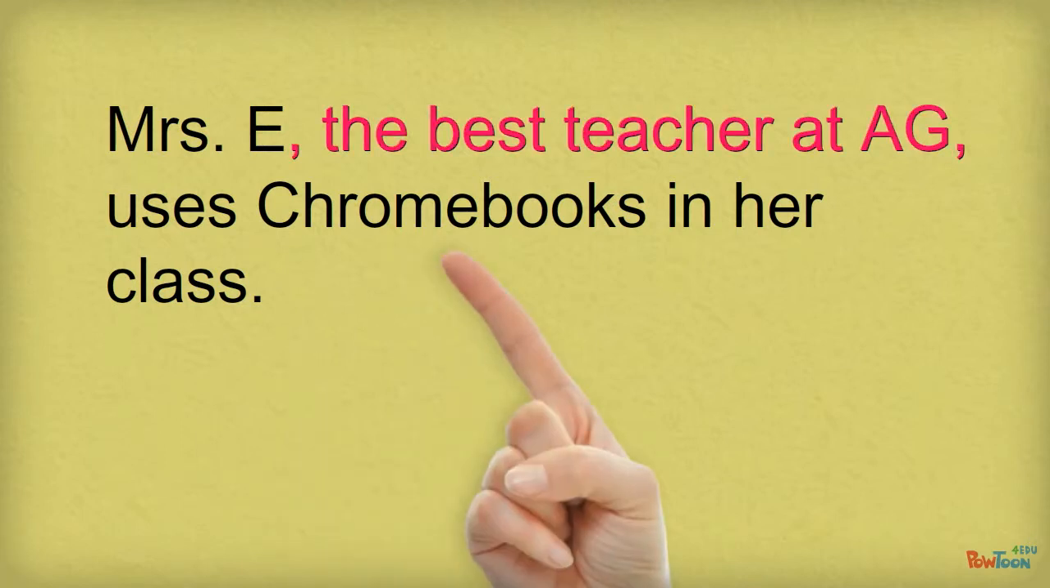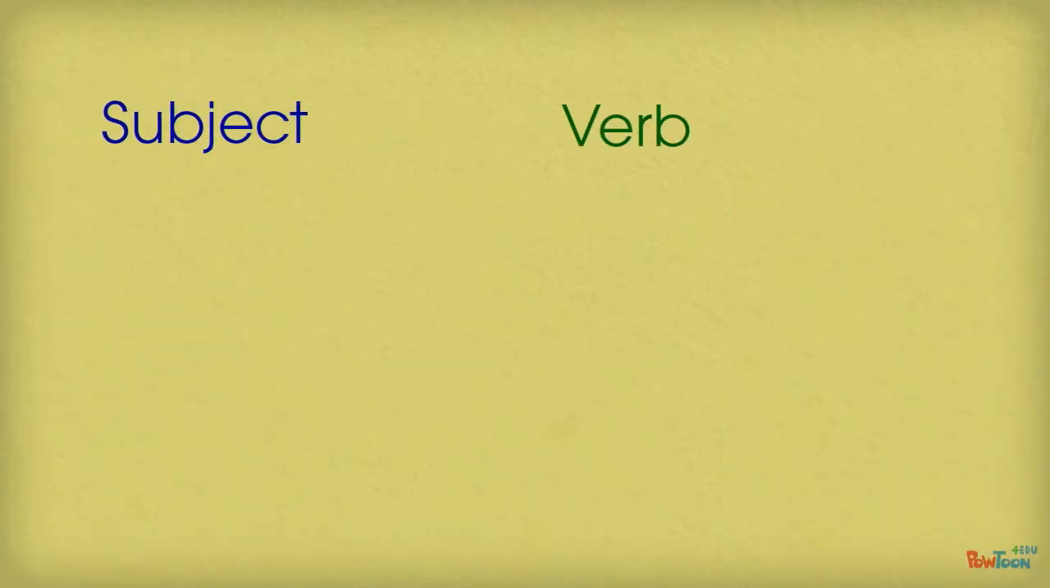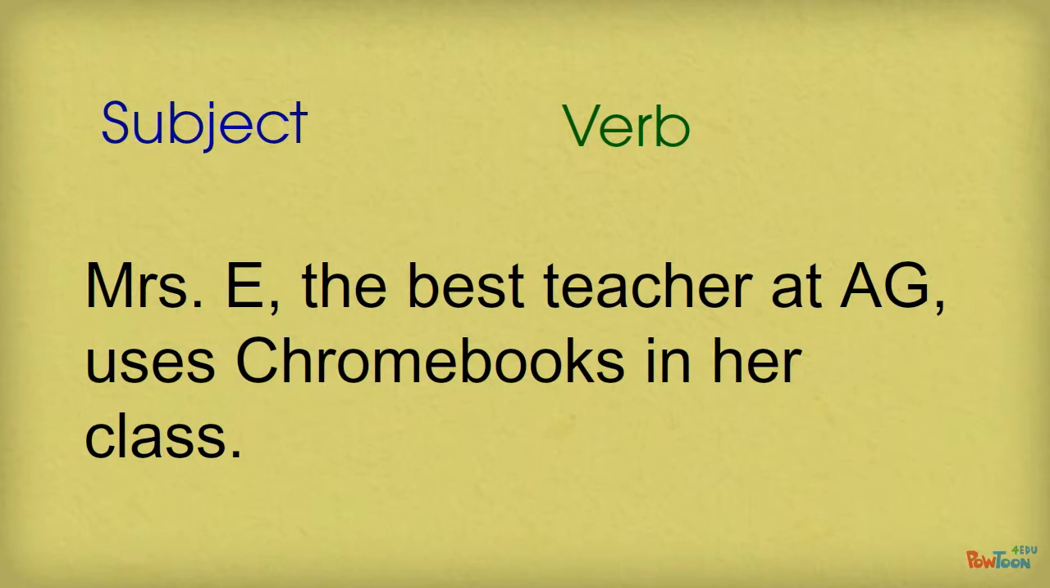The fact that she is the best teacher in the school is unnecessary information, or not essential to the meaning of the sentence. It is important to note that the main subject and main verb will not be in the material that can be omitted. Let's look at our sentence again. The subject is Mrs. E. The verb is uses. Since we can take out the best teacher at AG, that phrase cannot contain a vital part of the independent clause.